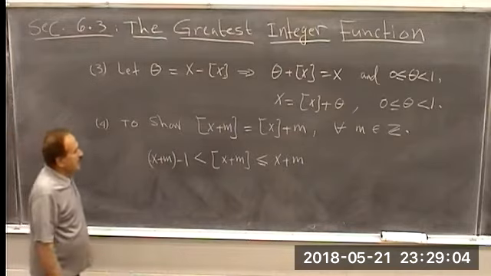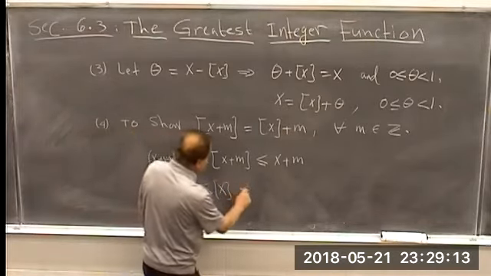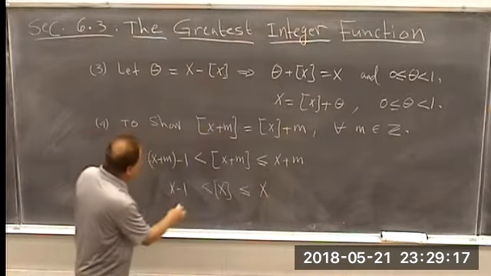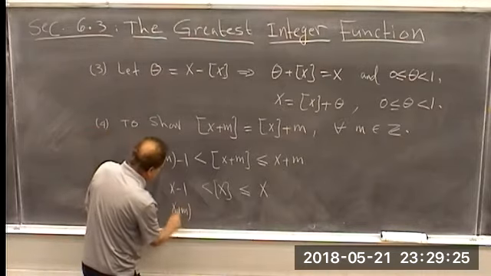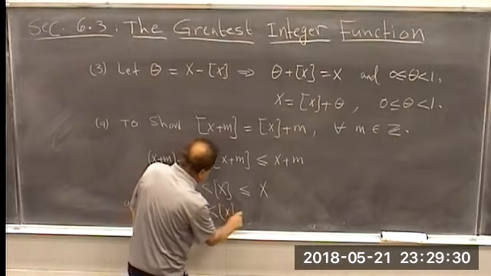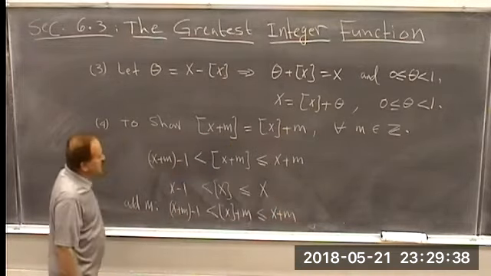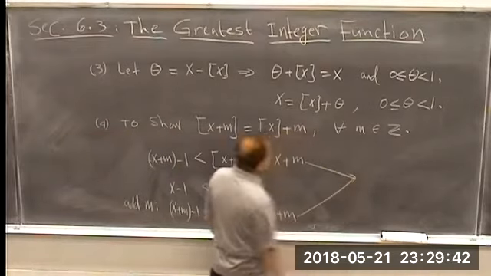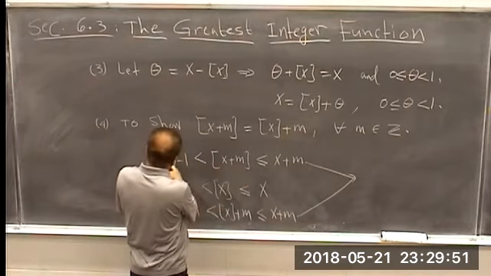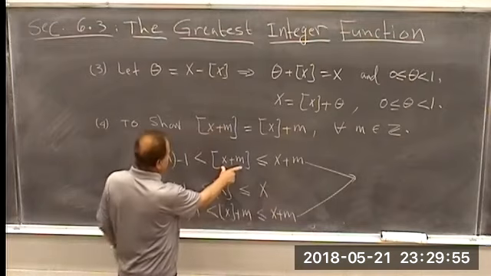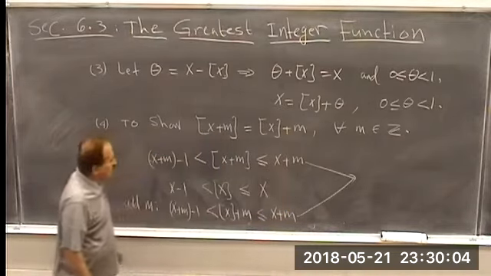Also, we have x - 1 < floor(x), and this is less than or equal to x. So we're going to add m to this. This becomes x + m - 1 < floor(x) + m ≤ x + m. Now let's consider these two inequalities. In here we have two integers squeezed in between x + m - 1 and x + m: the floor of x + m, and floor(x) + m, squeezed in between the same two real numbers.